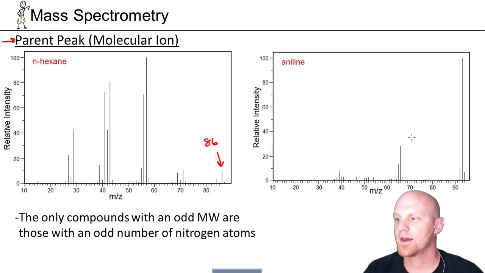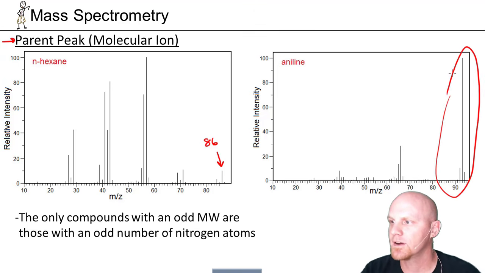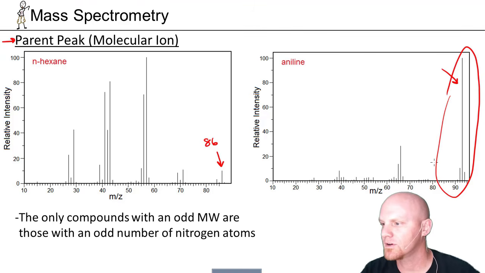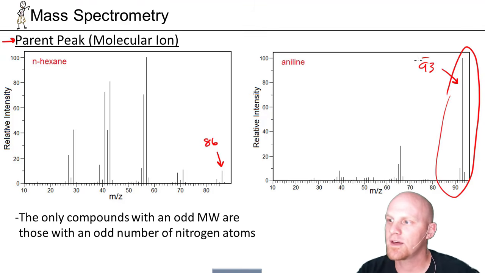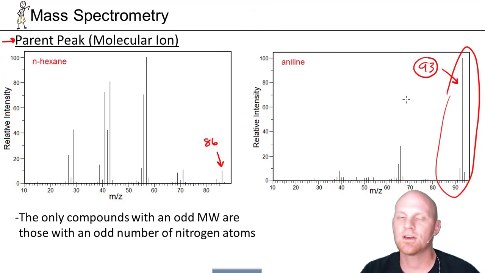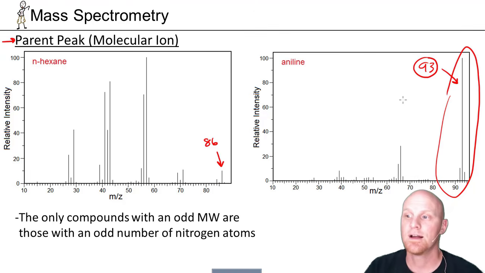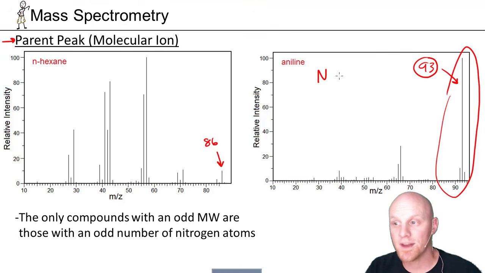For the compound on the right here, we'll go to this cluster of peaks all the way down here, and the tall peak in that cluster weighs 93. And that's a number that's going to stick out at us. Anytime you see an odd numbered molecular weight for your molecular ion specifically, that tells you you've got nitrogen in your compound. Specifically, it tells you that you have an odd number of nitrogens, in this case, 1 nitrogen.